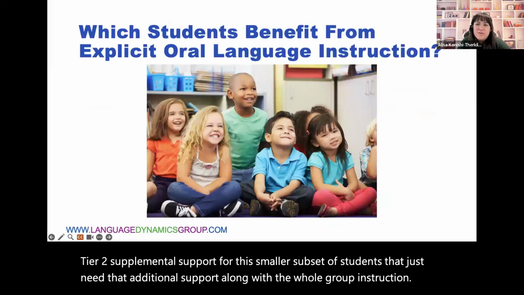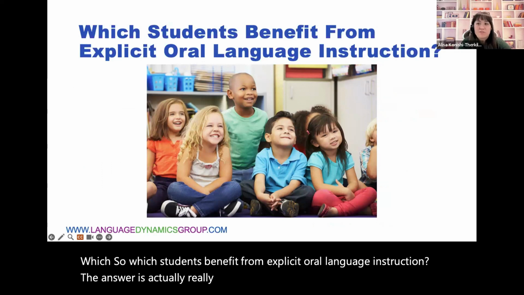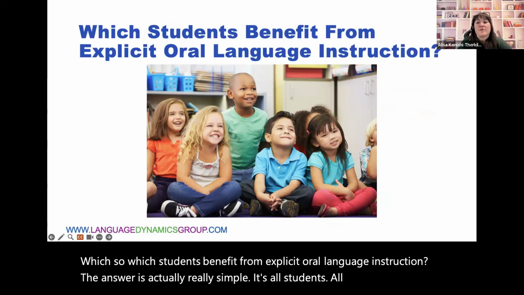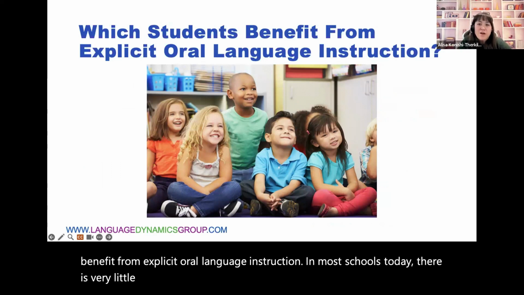Which students benefit from explicit oral language instruction? The answer is actually really simple. It's all students. All students may benefit from explicit oral language instruction. In most schools today, there's very little emphasis on the complex language found in curricula.